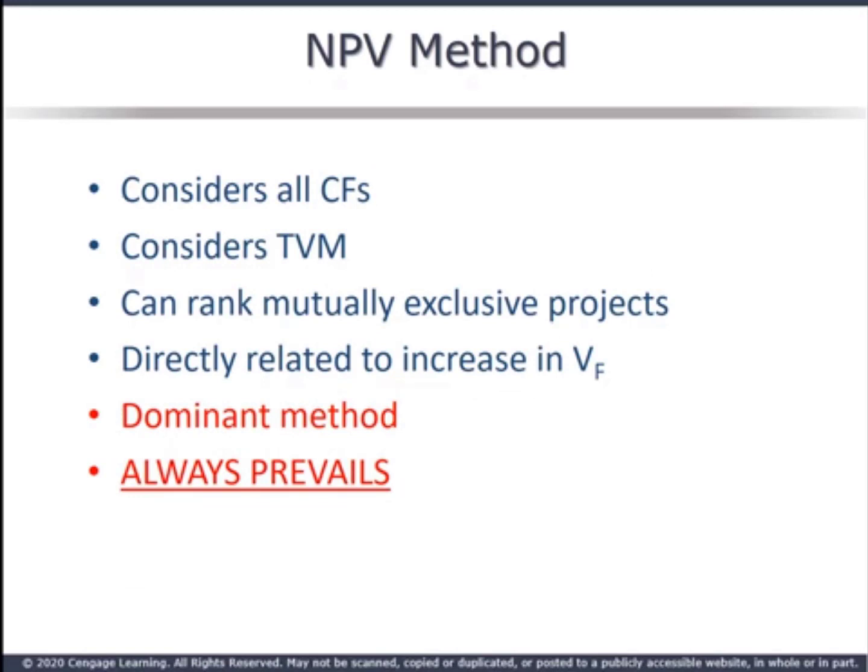NPV meets all the desired criteria for a capital budgeting method. All the cash flows are considered in the computation, meaning we use all the data we have. TVM is considered. NPV can be used to rank mutually exclusive projects. NPV is directly related to the value of the firm. In theory, if a project is accepted and pursued, the value of the firm will increase by the amount of the NPV. NPV is the dominant method. It always prevails. If other techniques give conflicting accept-reject decisions, NPV is the final word.